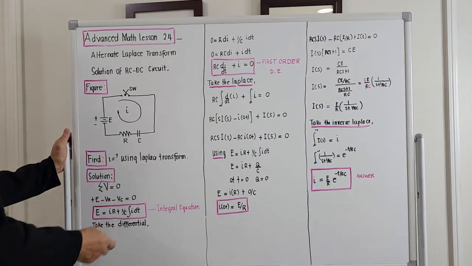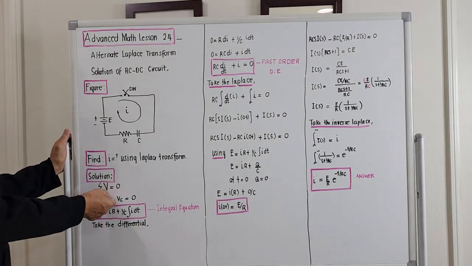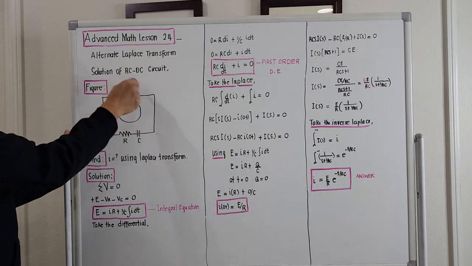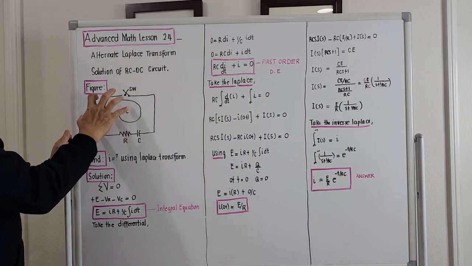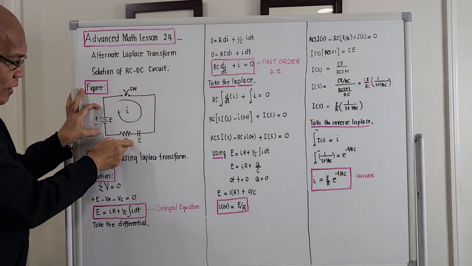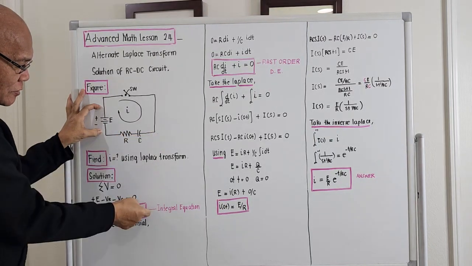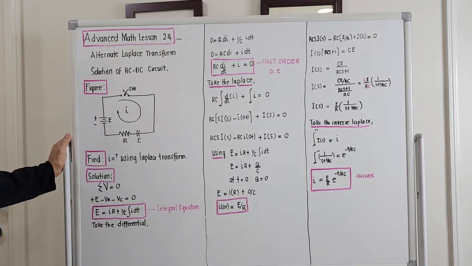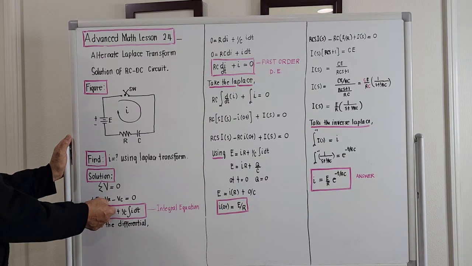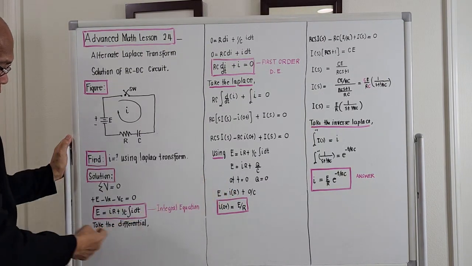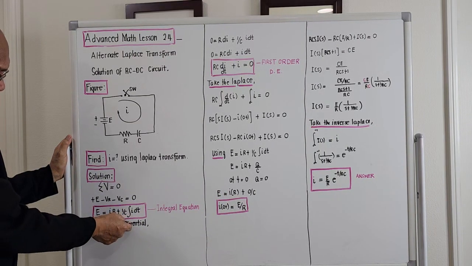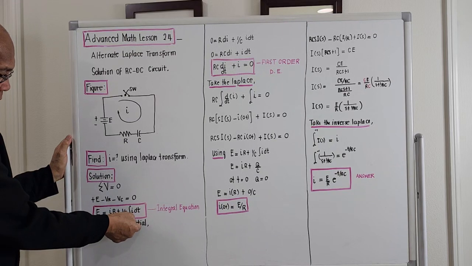For the solution, if you take the summation of voltages equal to 0, upon closing the switch, there will be circulating current. Taking the summation of the voltages, plus E minus V sub R minus V sub C equals 0. Placing these on the right, E equals IR plus 1 over C, the integral of I dt.